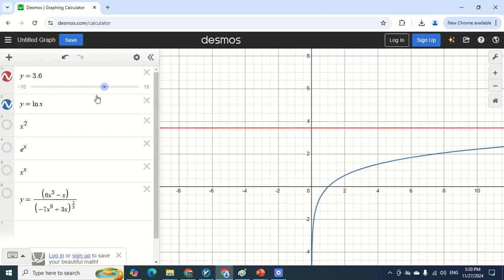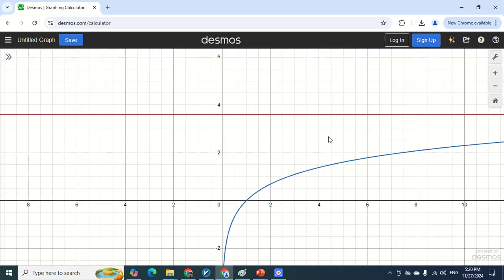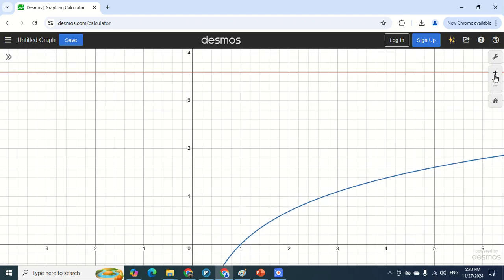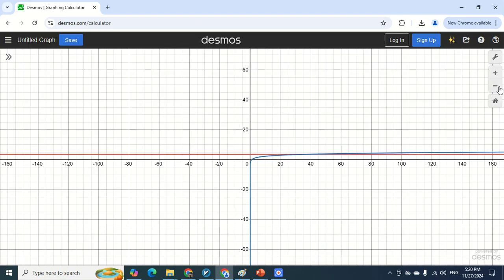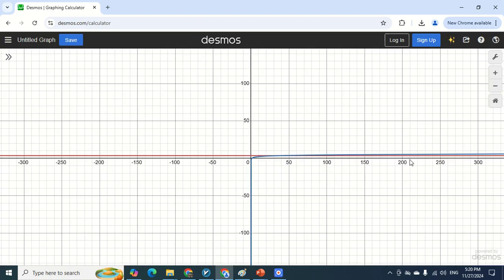Let us consider the ln function. As you can see here, it's smaller than the constant function at the beginning, but the further you go forward toward infinity, as you can see, the blue graph overwhelms the red one.